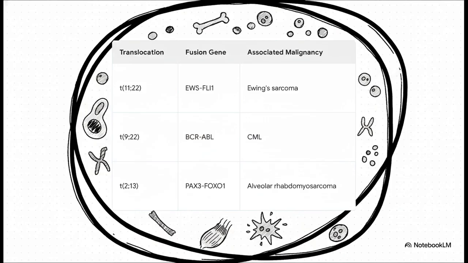You want to cleanly differentiate the t(11;22) translocation of Ewing's sarcoma, which remember creates that EWS-FLI1 fusion we just talked about, from the other famous translocations. For instance, t(9;22) gives you the BCR-ABL fusion. That's your classic Philadelphia chromosome driving chronic myelogenous leukemia, or CML. And please don't confuse it with t(2;13), which creates the PAX3-FOXO1 or PAX3-FKHR oncogenic fusion that drives the biology of alveolar rhabdomyosarcoma. Knowing the specific numbers, 11;22 for Ewing's, is completely non-negotiable for the exam.